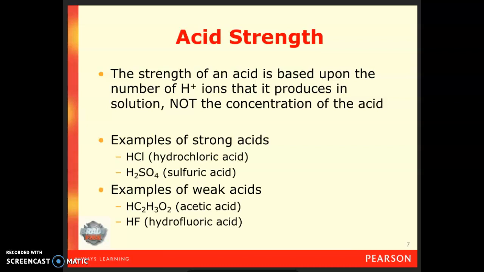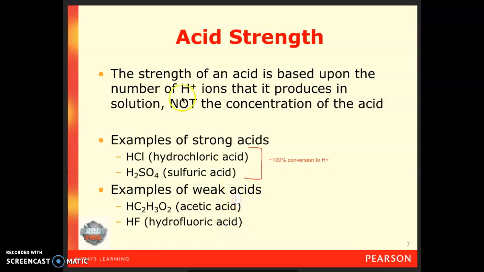And so, some examples of strong acids: hydrochloric acid, sulfuric acid. What we see in these cases is somewhere close to 100% conversion to H+. So every hydrogen in hydrochloric acid gets turned into H+. Most of the sulfuric acid's hydrogens get turned into H+ when they dissolve in water. That's why they're strong acids.